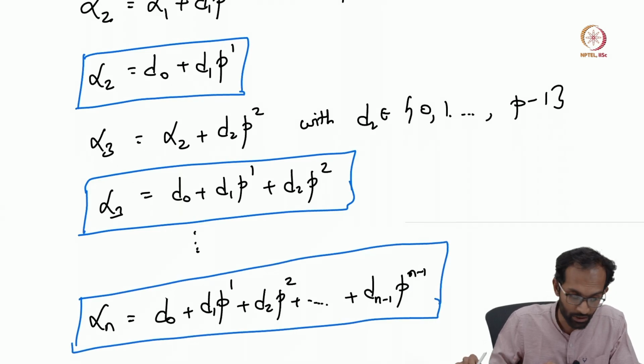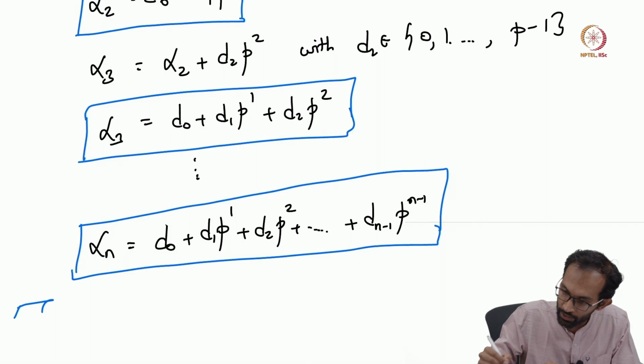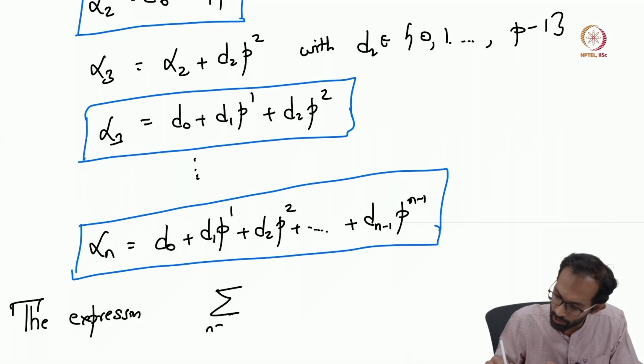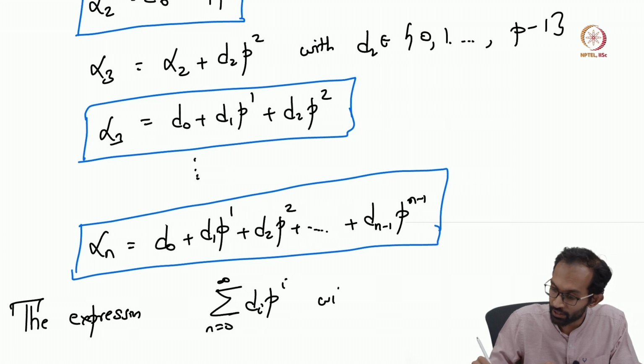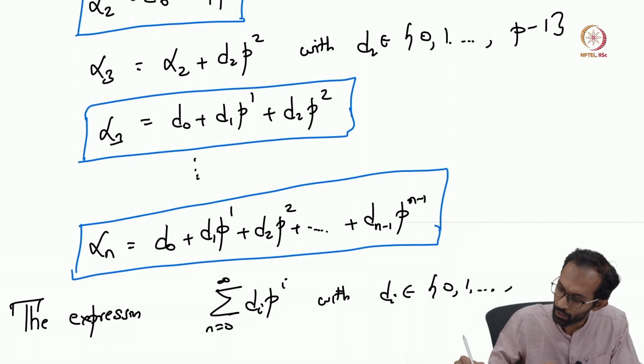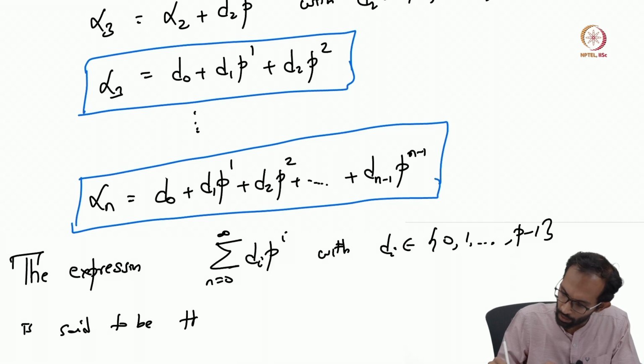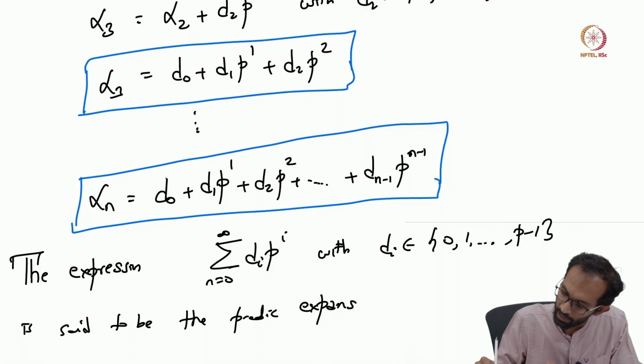Okay, and so the expression summation i equals 0 to infinity d_i p raised to i, where each of these digits are between 0 and p minus 1, is said to be the p-adic expansion of alpha.